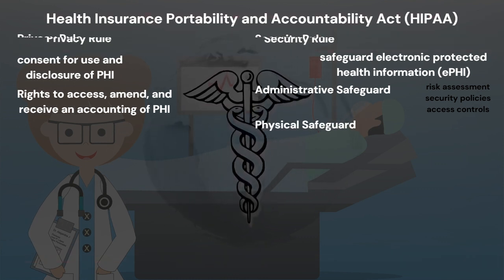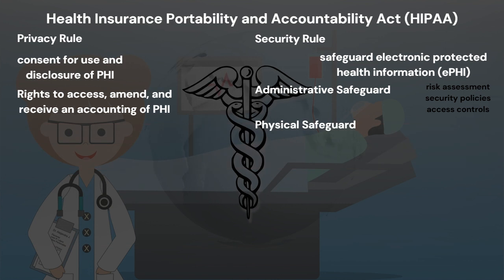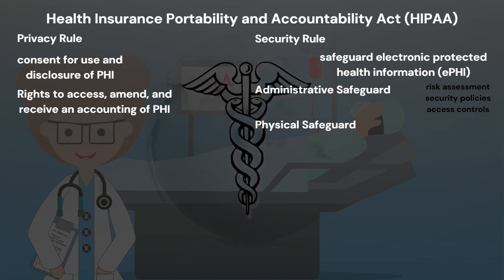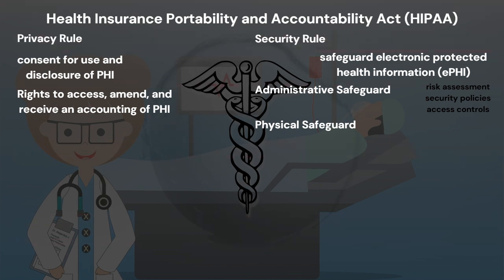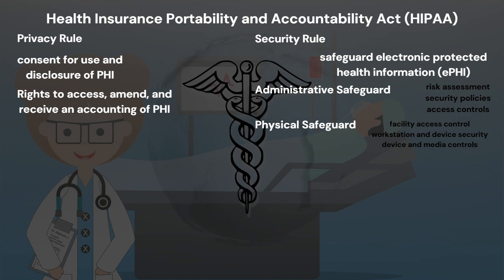Physical safeguards. These are measures that protect the physical infrastructure of the covered entity's electronic systems and EPHI from natural and environmental hazards, unauthorized access, and theft. Examples include facility access controls, workstation and device security, and device and media controls.